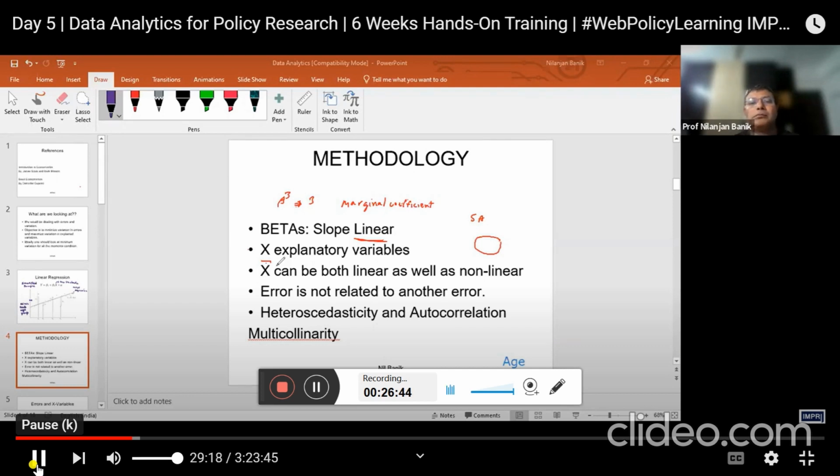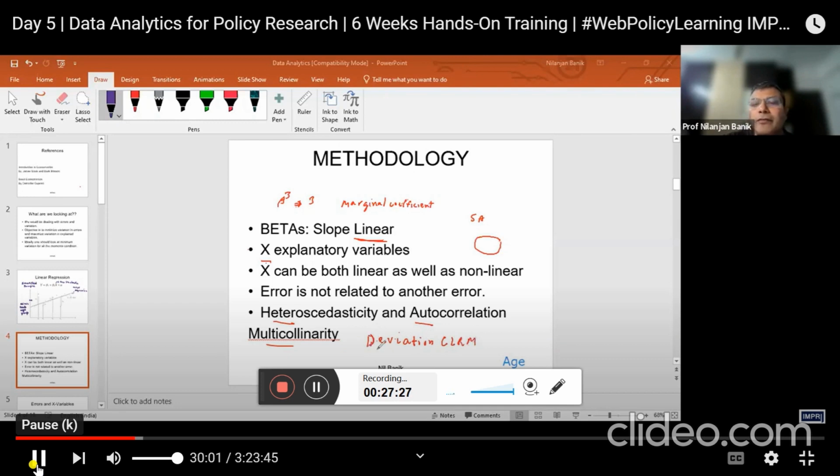Now there are other assumptions that we want to make. In fact, three other assumptions. One is that the error has equal variance. In the next class I'm going to showcase these three things that you see: heteroscedasticity, multicollinearity, and autocorrelation. These are the deviations from the classical linear regression model, CLRM.